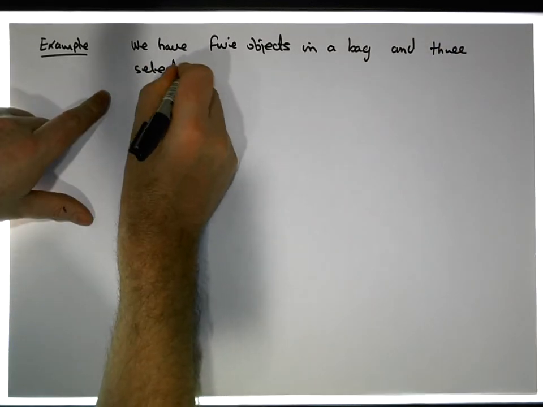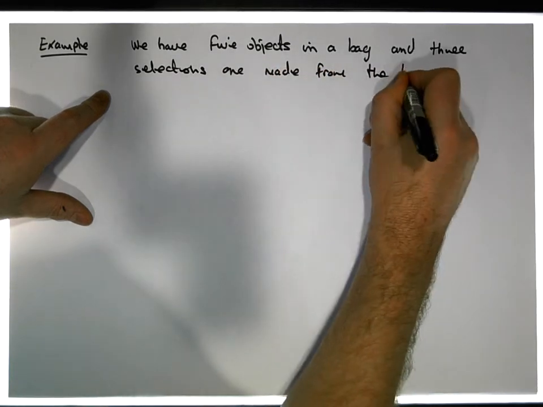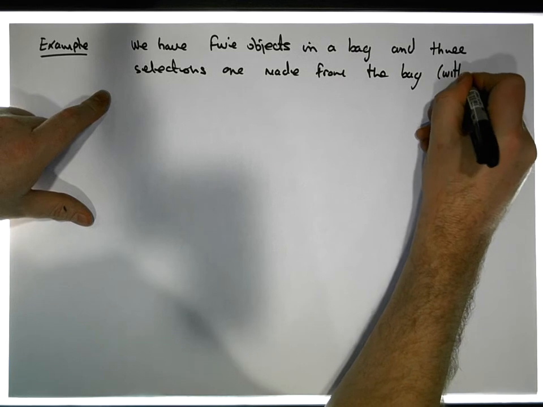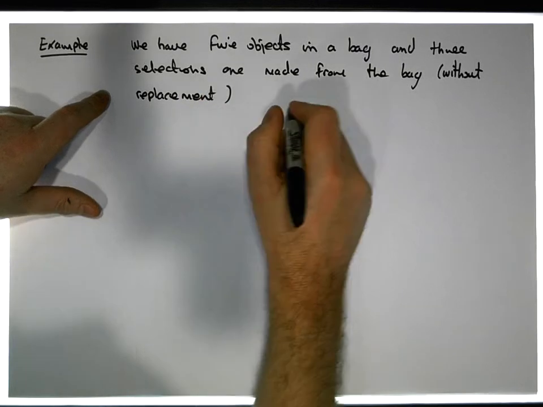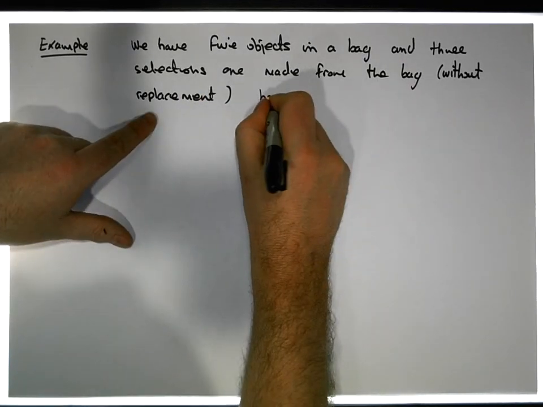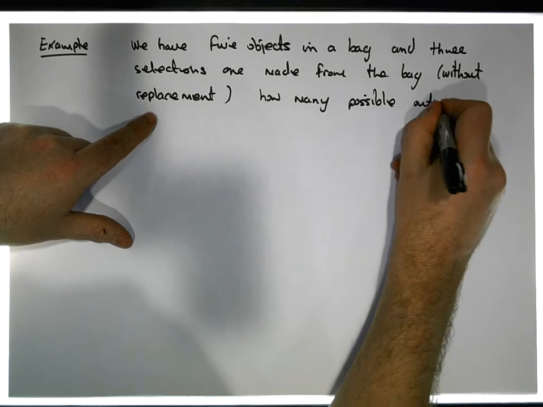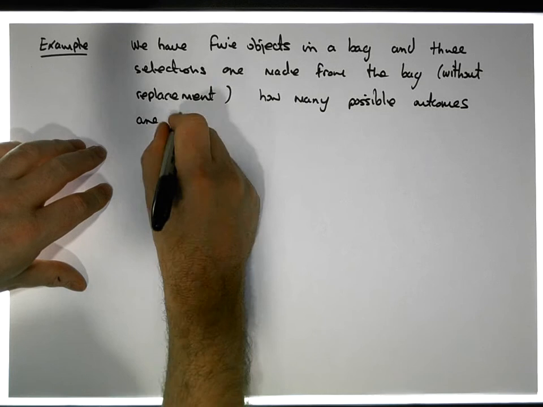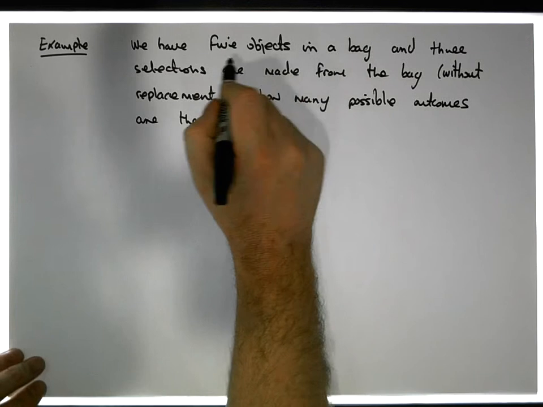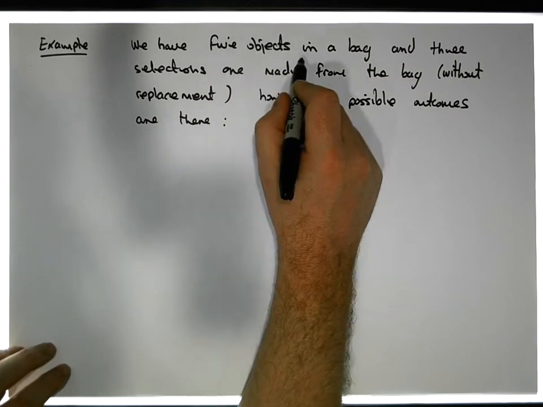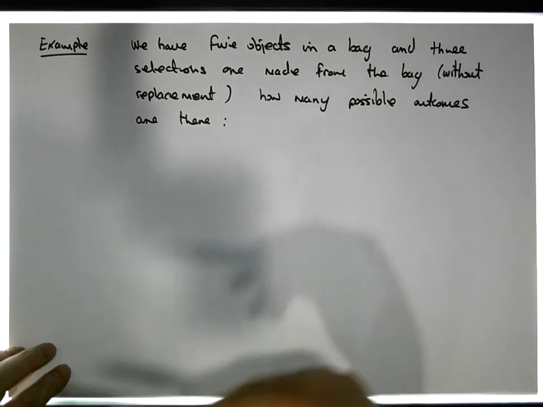are made from the bag, without replacement. And now the question is, how many possible outcomes are there? What we have is 5 objects in the bag. So initially the bag contains 5 objects. We're going to make 3 selections from it, so there's going to be 3 events, 3 trials.